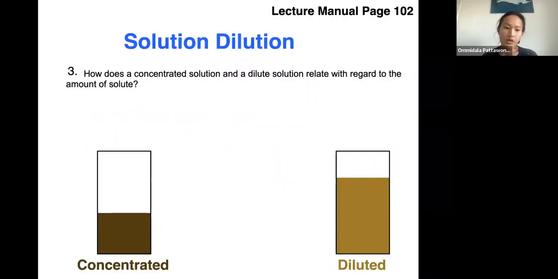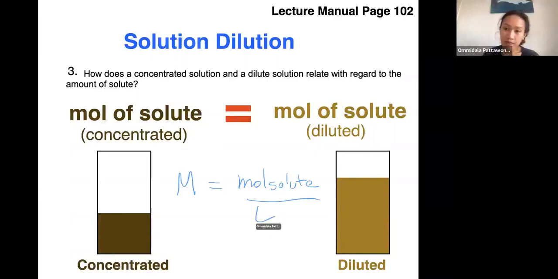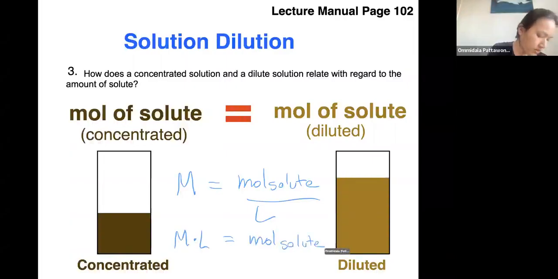As we saw previously, the concentrated solution and the dilute solution contain the same number of moles of solute. Recall from the previous video, we learned that molar concentration, big M, is equal to moles of solute over liters of solution. Now I'm going to rearrange this equation so that molarity is with the liter, and this equals moles of solute. The liter expresses the volume, so you can also write molar concentration times volume equals moles of solute.